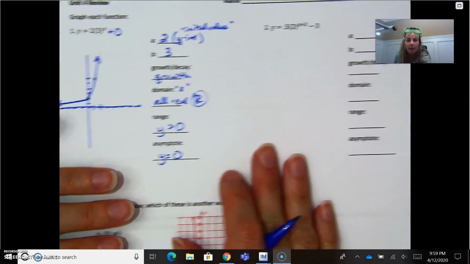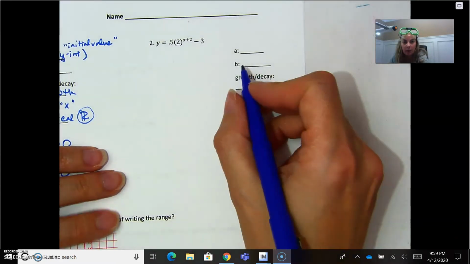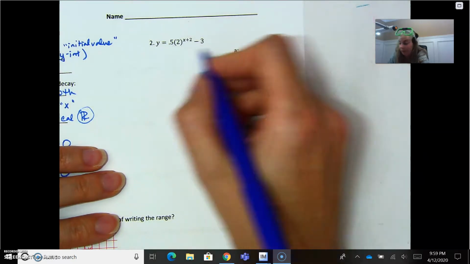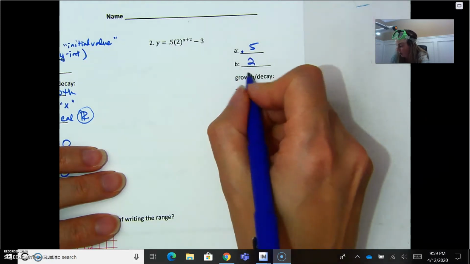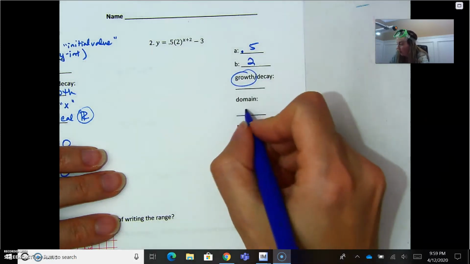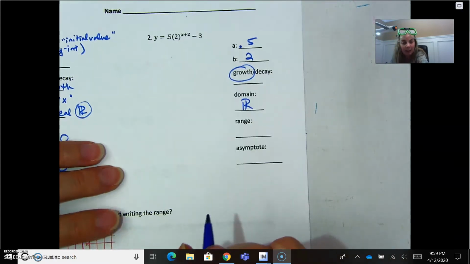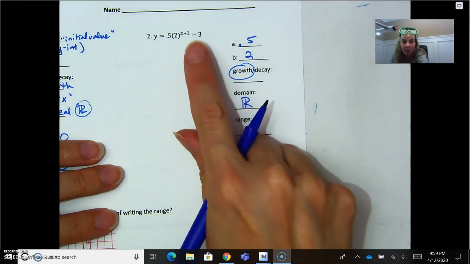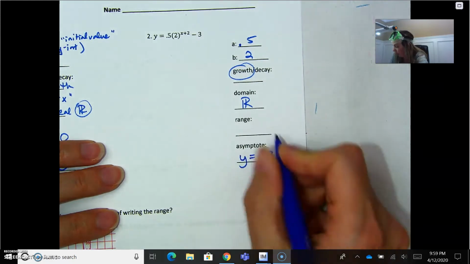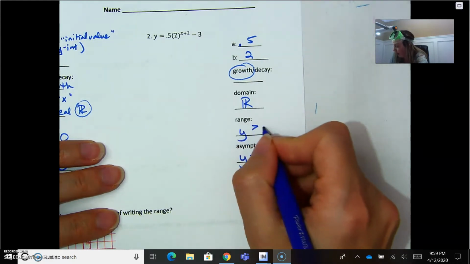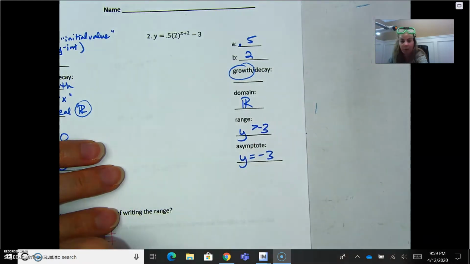Okay, next one. We have an initial value of 0.5. The base is a 2. Since it's larger than 1, that means we have growth. Domain, you can put anything you want into these. And then the range is going to be based on our asymptote, which is -3 here. So we are talking about anything that's larger than -3.